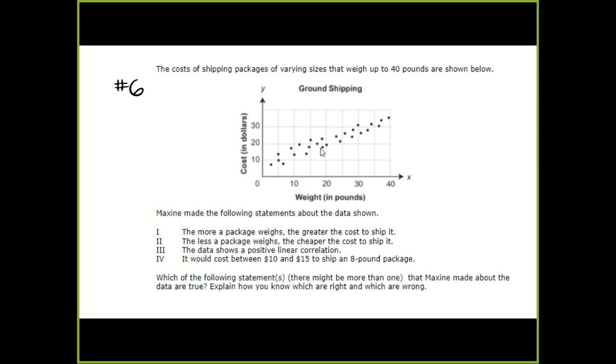All right, so taking a look at number 6, it says the costs of shipping packages of varying sizes that weigh up to 40 pounds are shown below. And it says Maxine made the following statements about the data shown. So 1 through 4, and it says which of the following statements, there might be more than one, that Maxine made about the data are true. So we're looking for which statements are true. So you got to go through each one of those Roman numerals and see which statement is true. So let's take a look at it. Let me pull up the document camera.